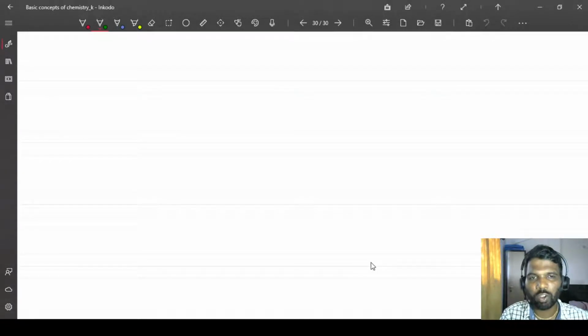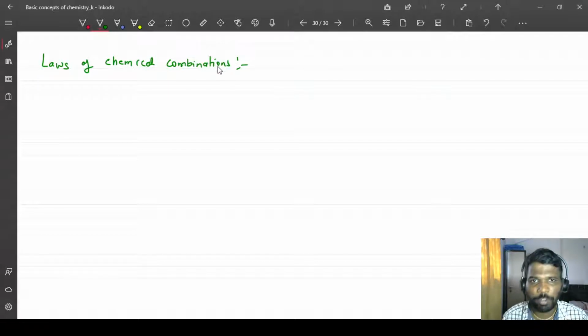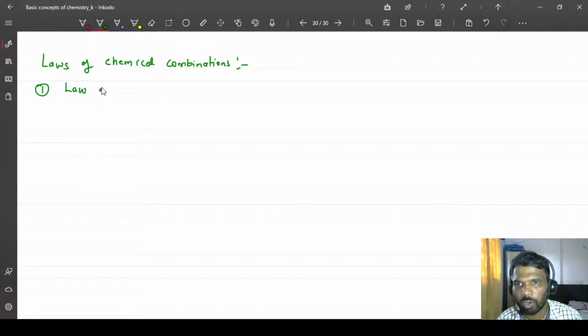Here, next important topic is law of chemical combinations. I'll write the heading over here. Okay, there are five different laws under laws of chemical combination. First law is law of conservation of mass.